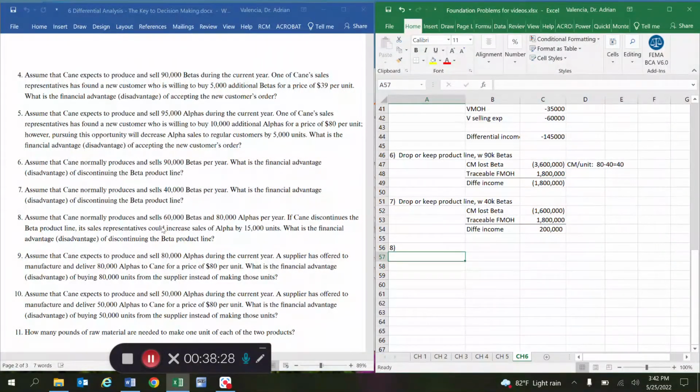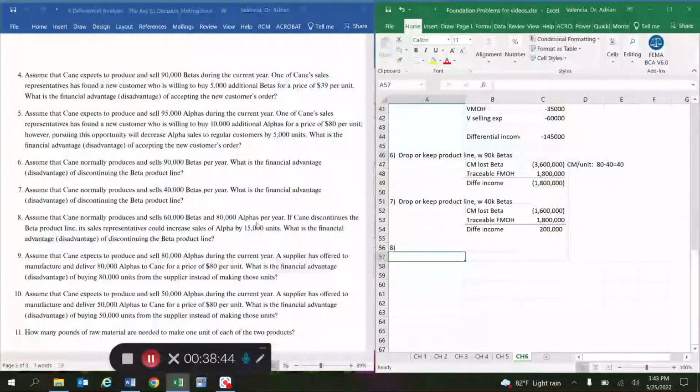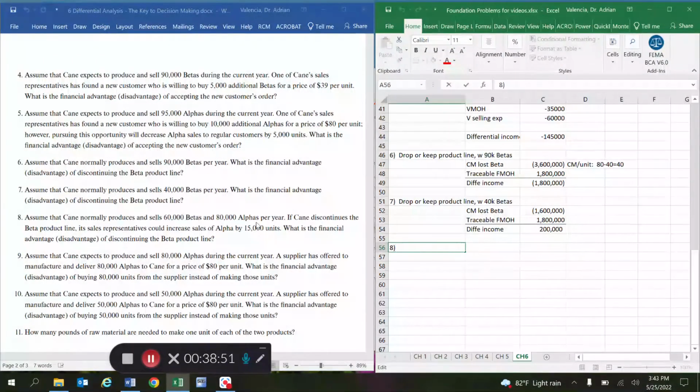In other words, is the contribution amount that is coming out of betas an amount that is smaller than we would differentially have by selling 15,000 additional alphas? And that's the comparison that we're doing, because maybe it is a good idea from the quantitative perspective. So again, this is the same issue. We're considering drop or keep a product line.